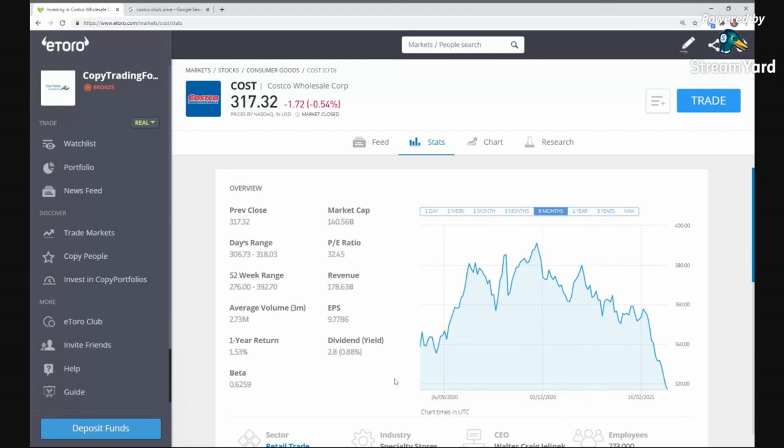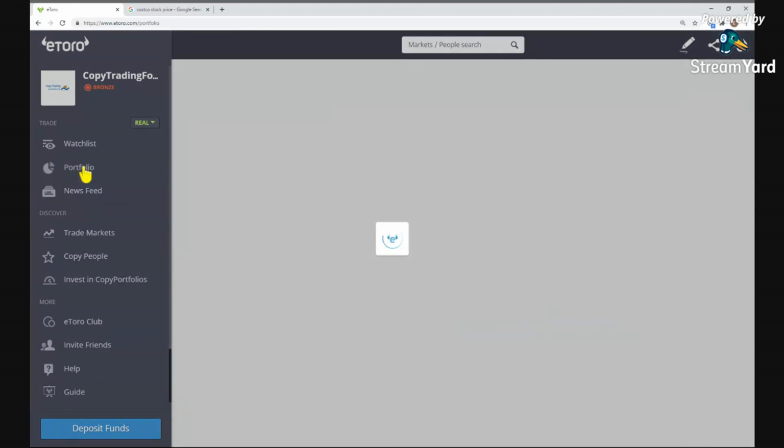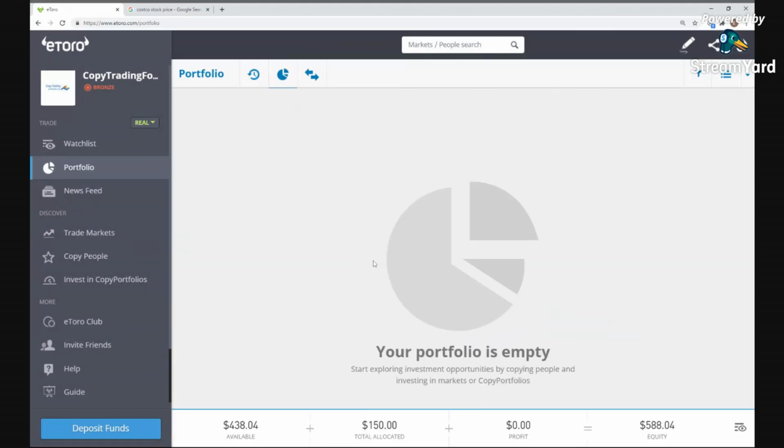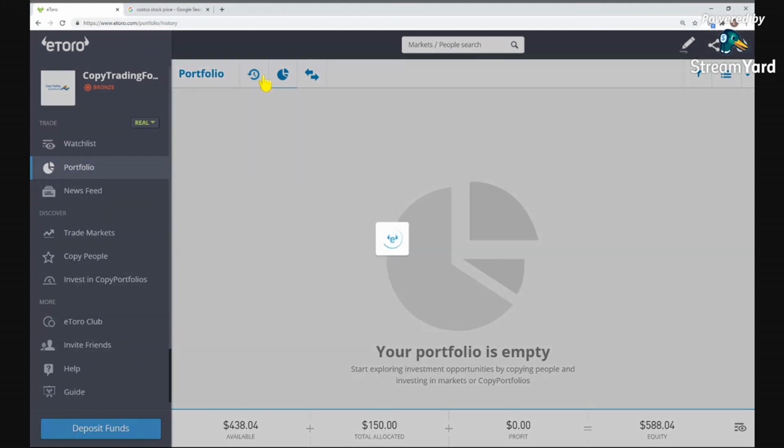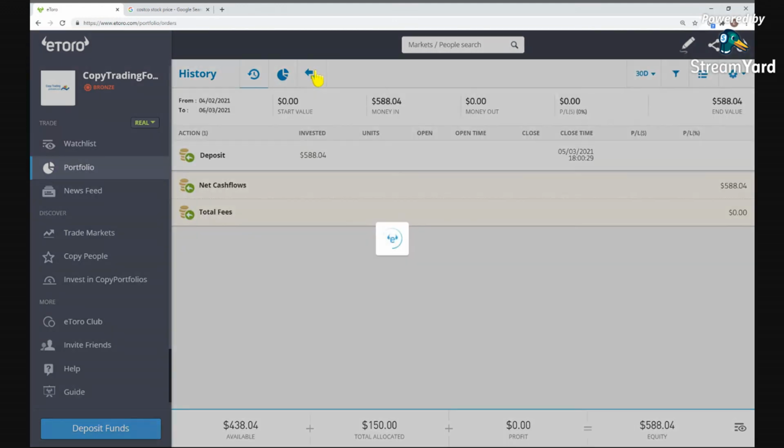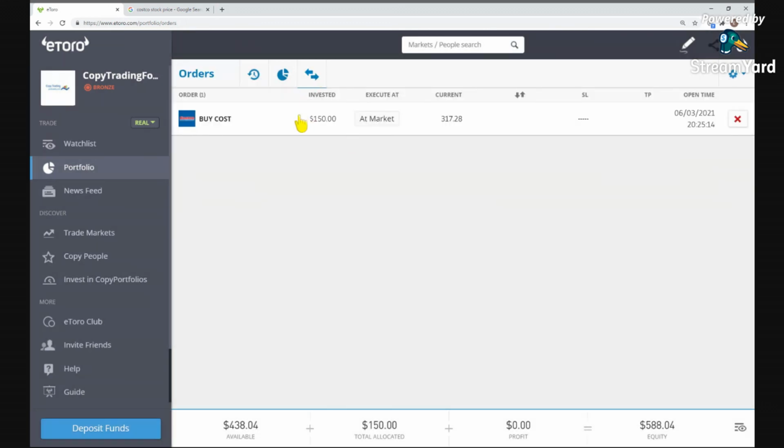Okay, I'm going to show you, I go to my portfolio and you click on your portfolio. This is just where all your stocks are stored. It just shows all of the stocks that you have invested in. So you can see here I have 150 total allocated, and this one is going to be a pending order because the stock market's not open at the moment. So there we go. Here it is here. Buy Costco, 150 invested. The current price is 328, but that will buy on Monday when the stock market opens. So that's my first investment done.